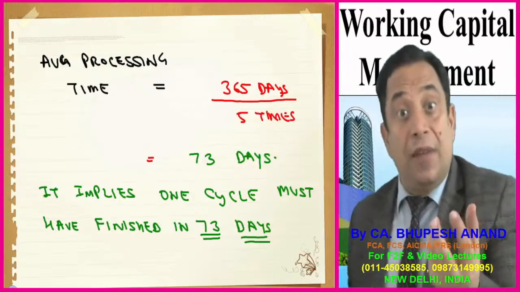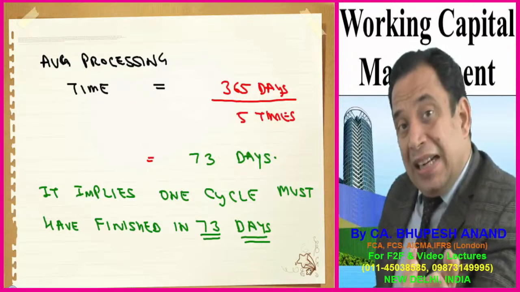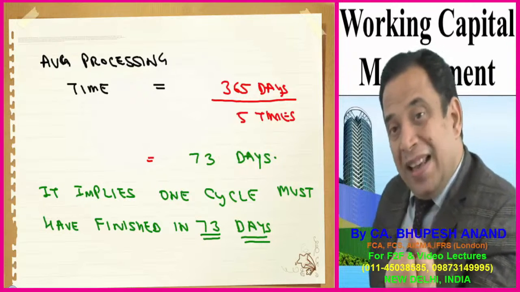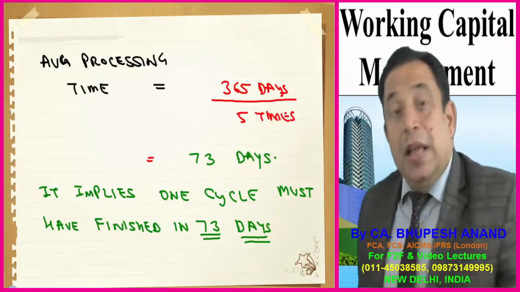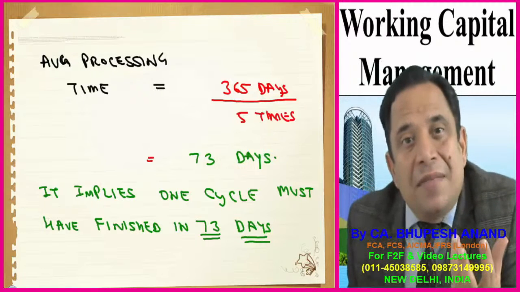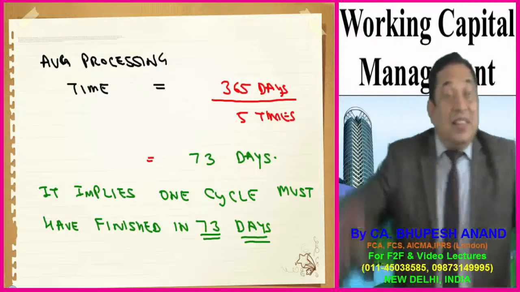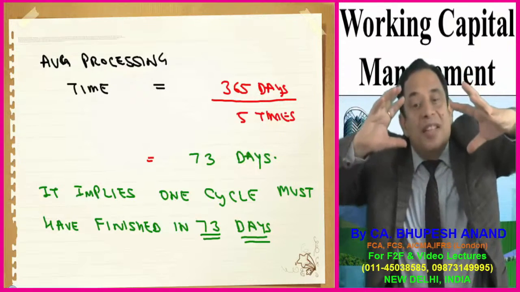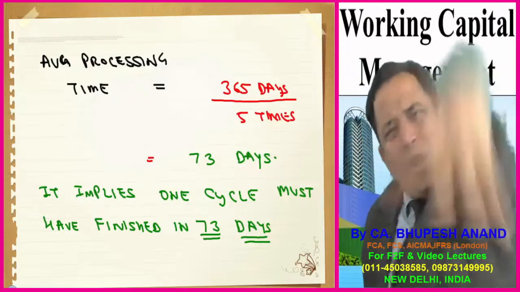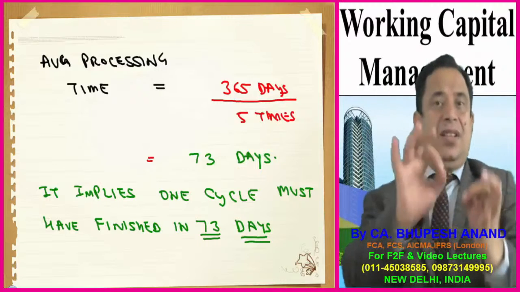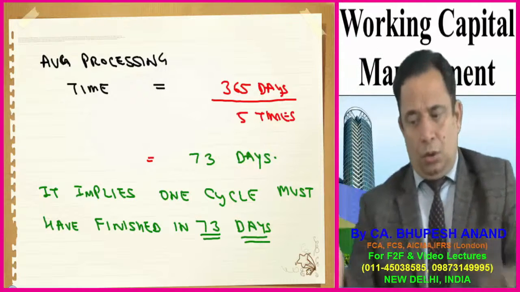So if I want to ask from you in how many days that cycle is being completed, in how many days that cycle will again regenerate. In 365 days, if it is 5 times, then in 73 days, one cycle must have been completed. So my dear friend, there is a formula for calculating average processing time also, but there is no need to cram, just see the logic. If 5 times in 365 days, then one cycle will be 1 into 365 upon 5. So this is the formula.